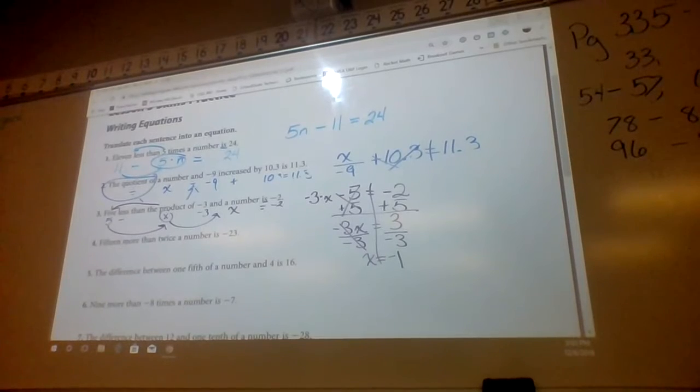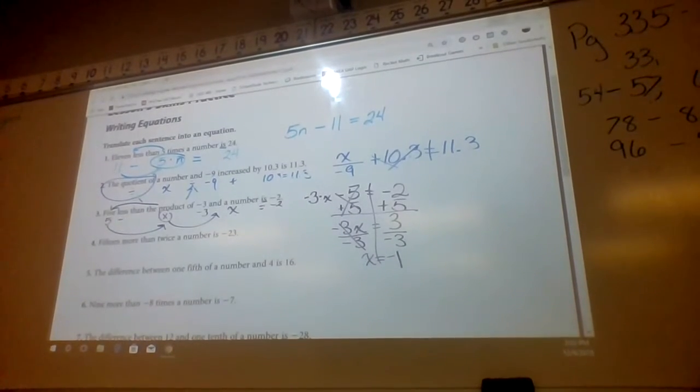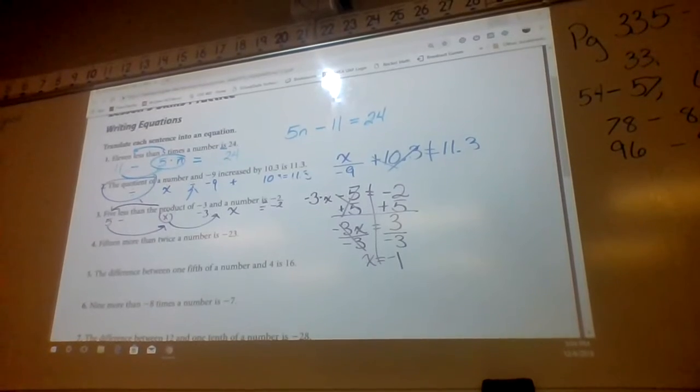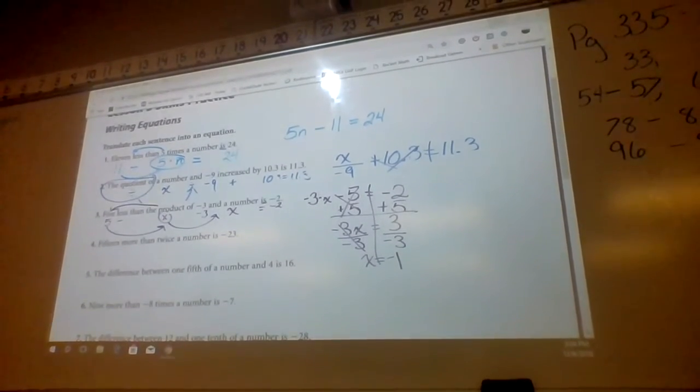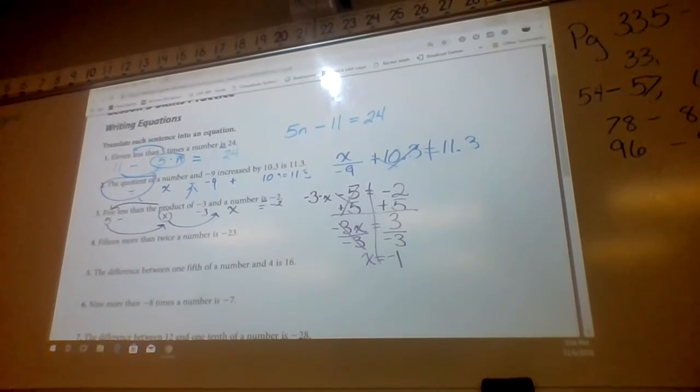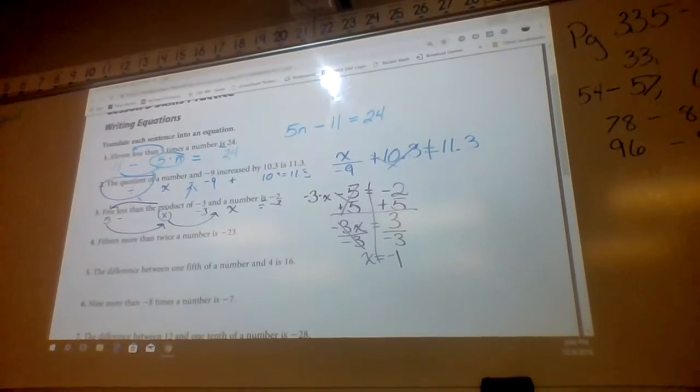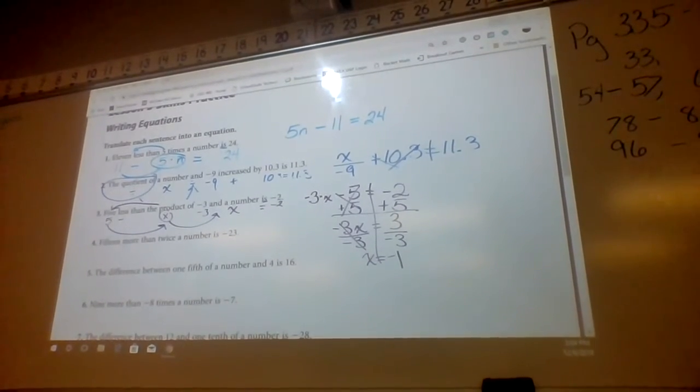What does then mean? Every single time we've seen the word then, what have we done? No, of a number and 4. The difference between. Oh, switch. You switch it around. So we're going to say that to the last. Wait, is it included?